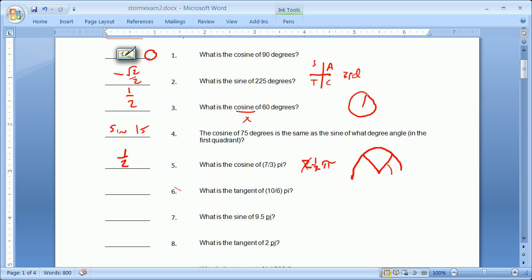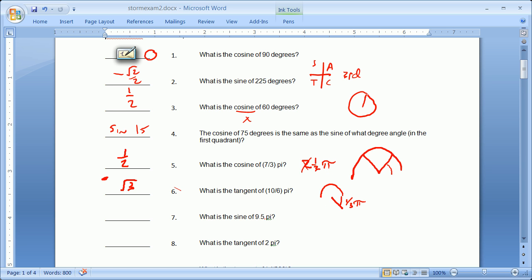The tangent of 10/6 pi is in fact 6/6 pi, so a whole pi plus 4/6 pi, so it is 1/3 pi less than a full revolution. Once again, it's steeper than 45 degrees, so it's going to be the square root of 3. And it is all seniors take chemistry, it's going to be negative.